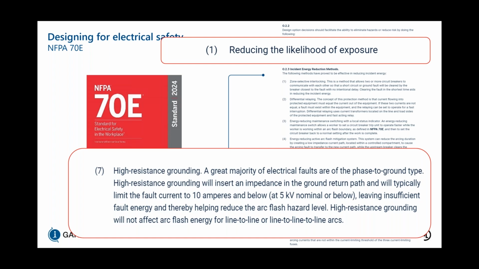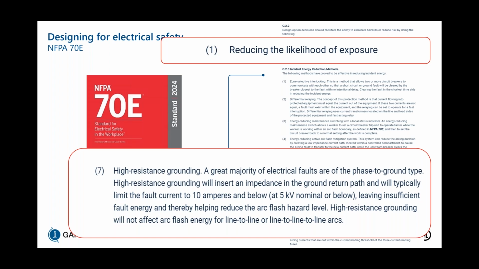and thereby helping reduce the arc flash hazard level. The only issue with high resistance grounding is that it cannot reduce the magnitude, because although it reduces the magnitude for phase to ground failures, a phase to phase or a phase to phase to phase failure is going to bypass the neutral grounding resistor at the source.